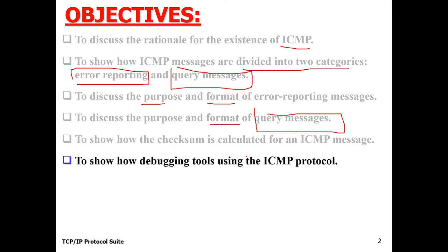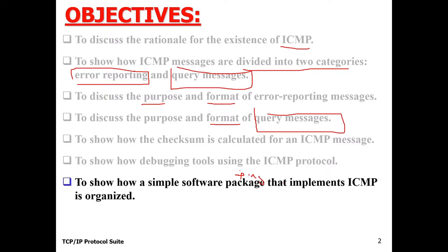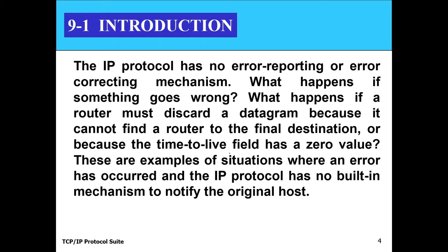Then we show how debugging tools like ping are used. All of you have used ping before, right? And traceroute, and how they are built using ICMP. So let's take a look: the IP protocol has no error reporting. We agreed on that. There is no error reporting or error correcting mechanism. It's connectionless. So what will happen if something goes wrong?